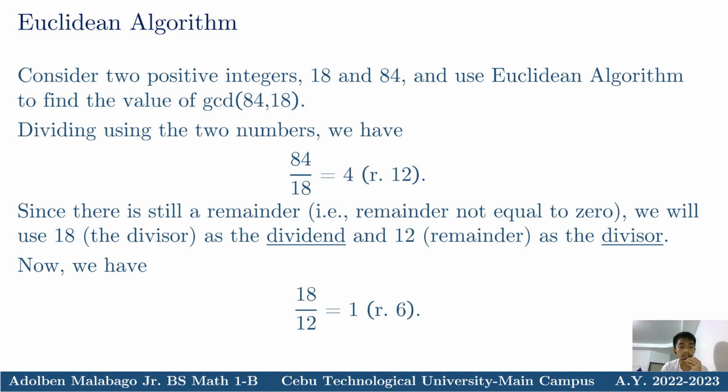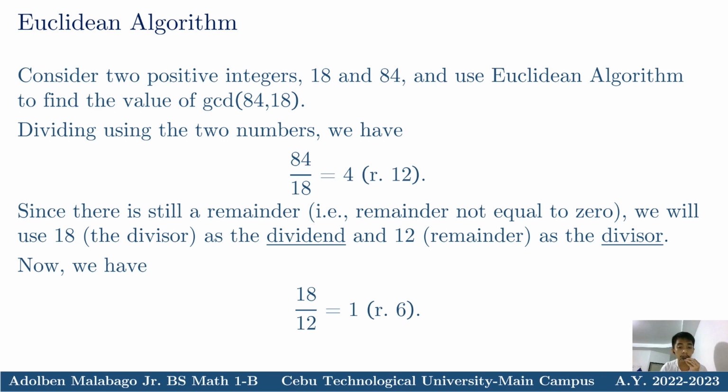So here earlier, 18 was placed in the denominator and acted as a divisor. Now, since the remainder is not 0, which will be explained later on, 18 will be used as the dividend for the next set of division. So 18 will be placed on the numerator now, and the resulting remainder from earlier, which is 12, will become the divisor in the next set of division. So here 18 is placed on the numerator and 12 is placed on the denominator.